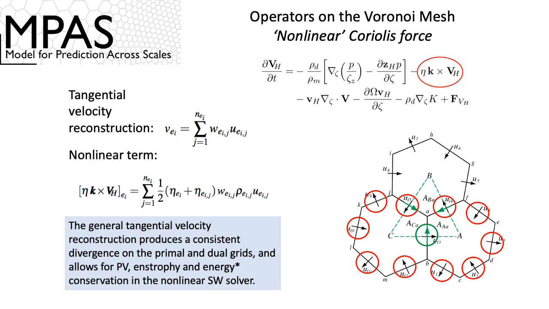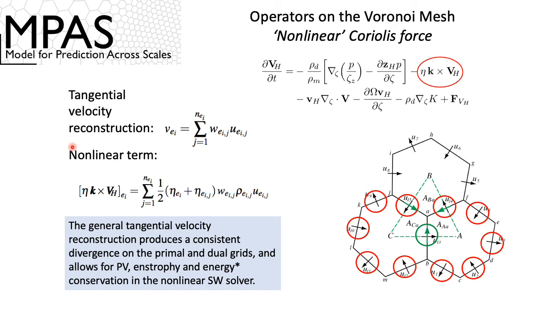The second term we need to discretize to solve the horizontal momentum equation, where that horizontal momentum has been cast in this vector-invariant form, is what we call the nonlinear Coriolis term, which includes not only Earth's rotation, f, but also the relative vorticity. So this is the full vorticity eta. And in that term, eta k cross VH, k cross VH is the tangential velocity along the cell edge. We don't predict that. We don't have a prognostic equation for that tangential velocity. We have to diagnose it.